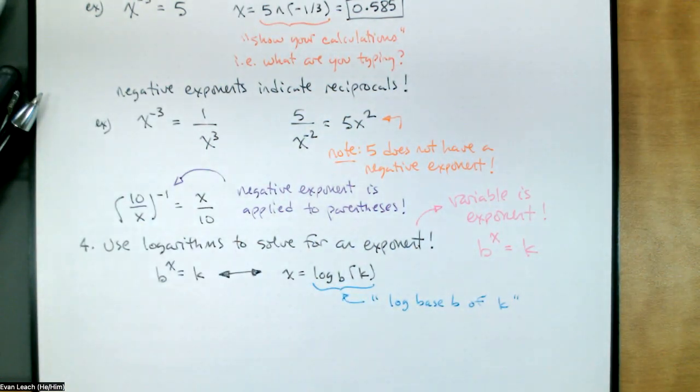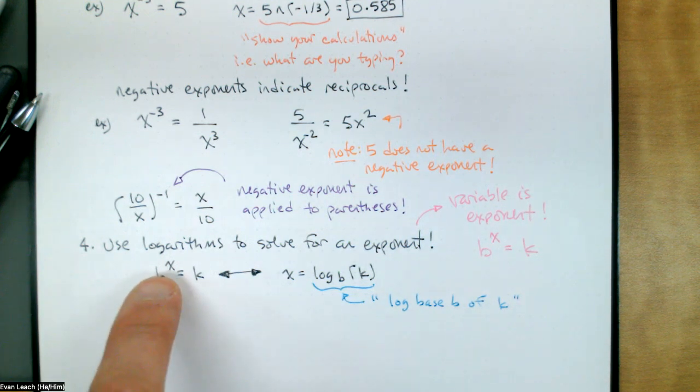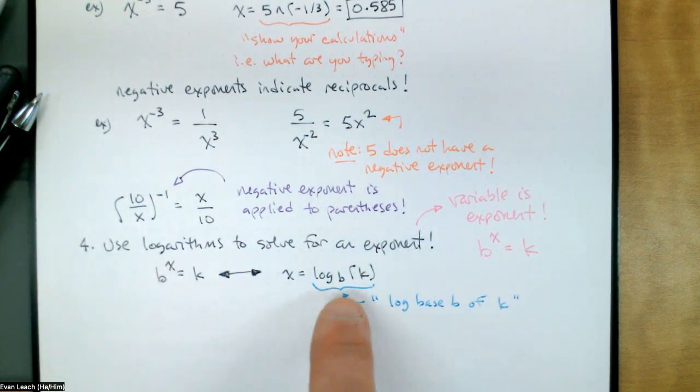So the way you pronounce that symbol is to say log base b of k. The b is a subscript, and then k is back on the normal line. So to solve for an exponent, the x is what we're looking for. We use log base b of k. This is how you rearrange the base, the exponent, and the constant.